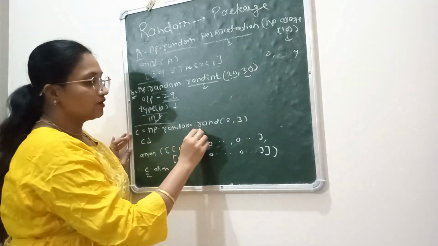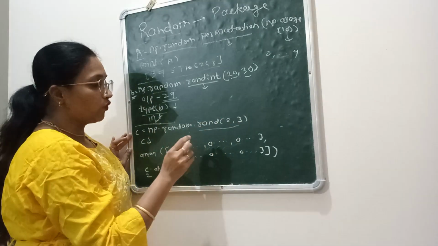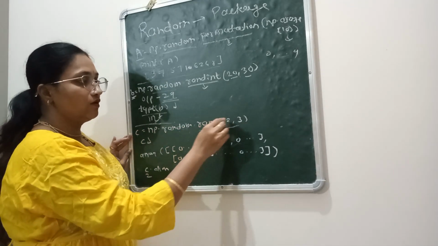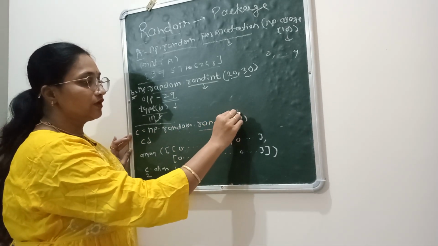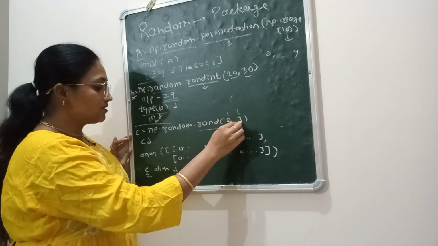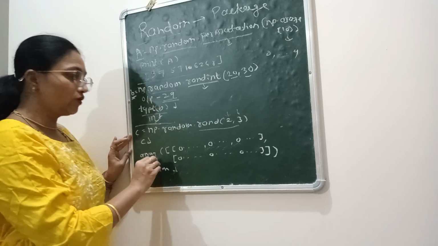Now next is the rand function. Okay, what will it do? c equals np.random.rand, and here I'm mentioning the number of rows and number of columns. 2 is the number of rows and 3 is the number of columns. Now what will it create?